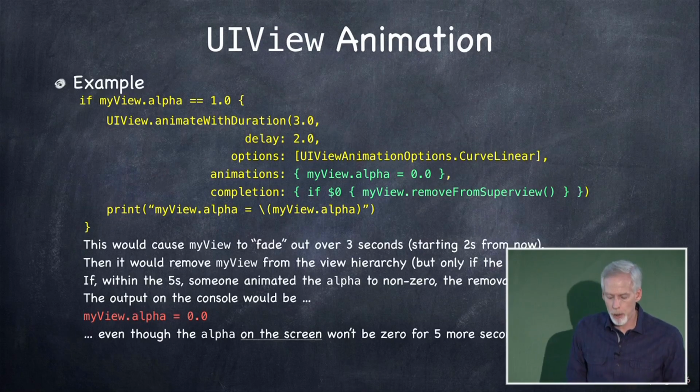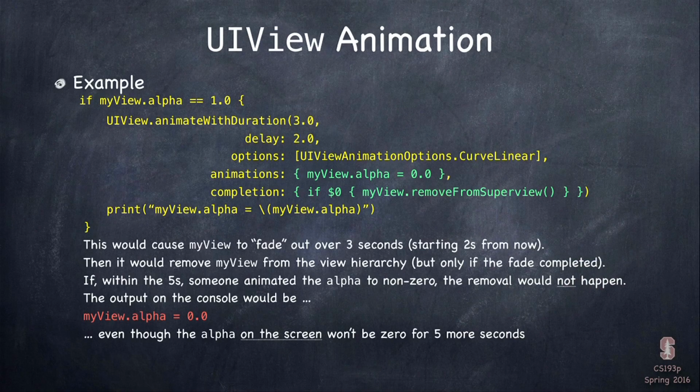All right, so here's an example of calling this. Let's say I have a view, myView, and it has an alpha of 1. In other words, it's fully opaque. And if I get to this piece of code and I find that my view is fully opaque, I'm going to make it fully transparent and then remove it from the view hierarchy. Remove it from its superview. Okay, to take it right out of there. That's what I'm going to do.